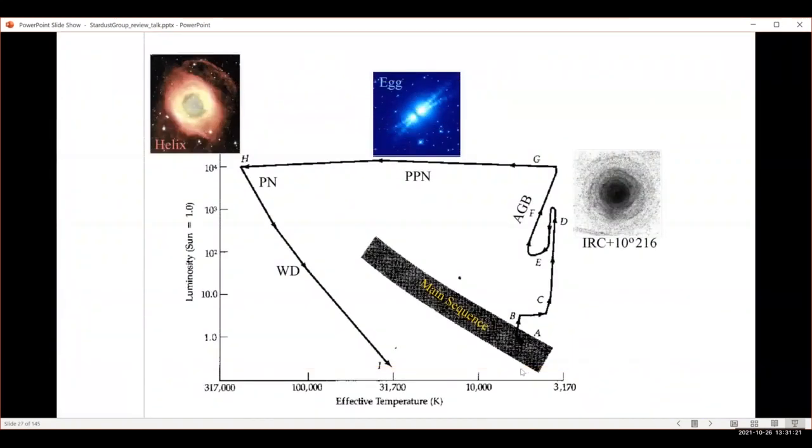So here's that HR diagram that we were looking at before for the sun. The sun starts here on the main sequence, becomes a red giant star, and then an asymptotic giant branch star. During the asymptotic giant branch, those pulsations are giving rise to material drifting off into space. What we're looking at here is IRC 10216, which is also known as CW Leo. It's in the constellation Leo, and we're actually seeing the reflection from dust. This dust is what forms as a result of that material being thrown out through the pulsations.